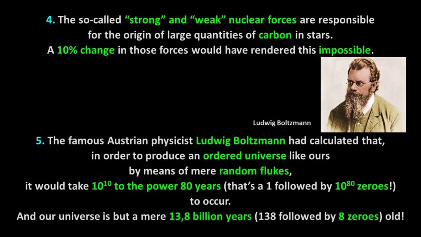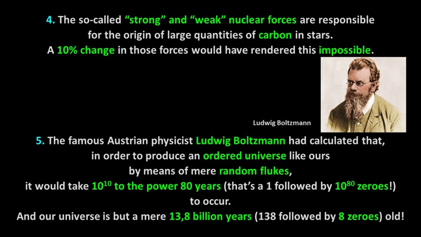Five, the famous Austrian physicist Ludwig Boltzmann calculated that in order to produce an ordered universe like ours by means of mere random flukes, it would take 10 to the power 10 to the power 80 years. My word processor couldn't add another power, so I wrote it out: 10 to the power 10 to the power 80 years, that's a 1 followed by 10 to the power 80 zeros, to occur. So many years. And our universe is but a mere 13.8 billion years old, that's 138 followed by 8 zeros.